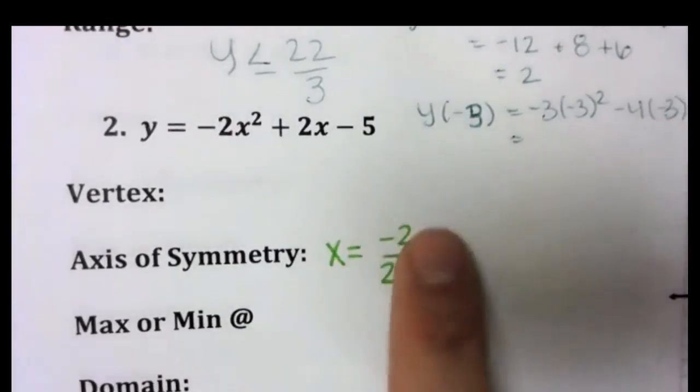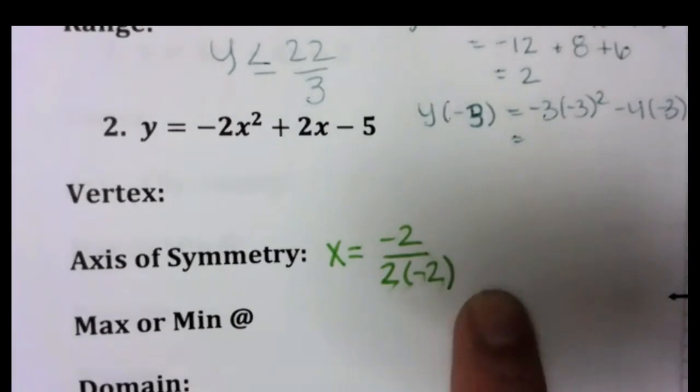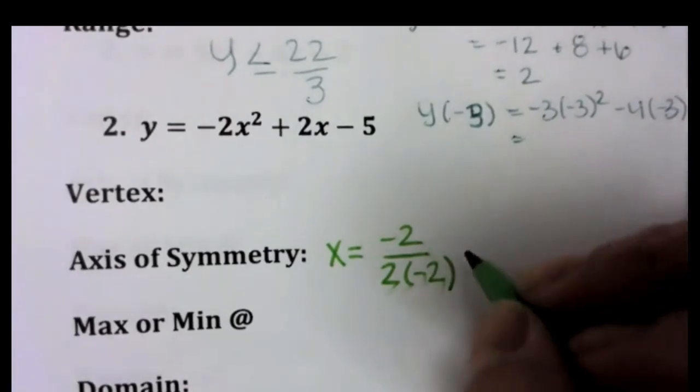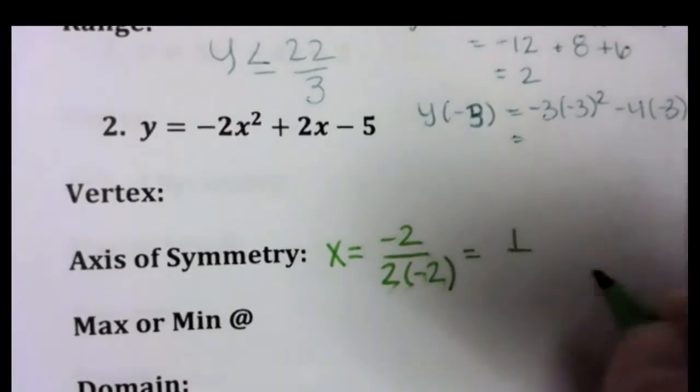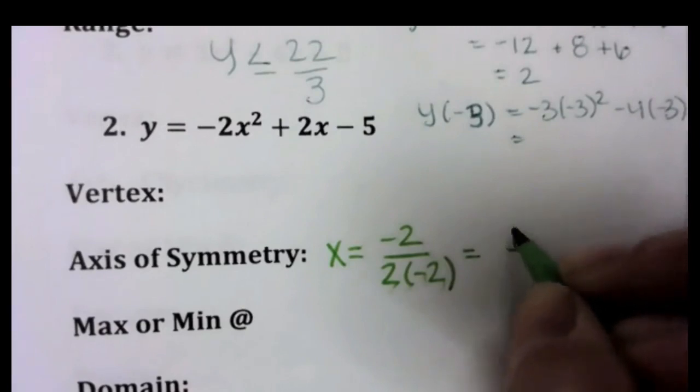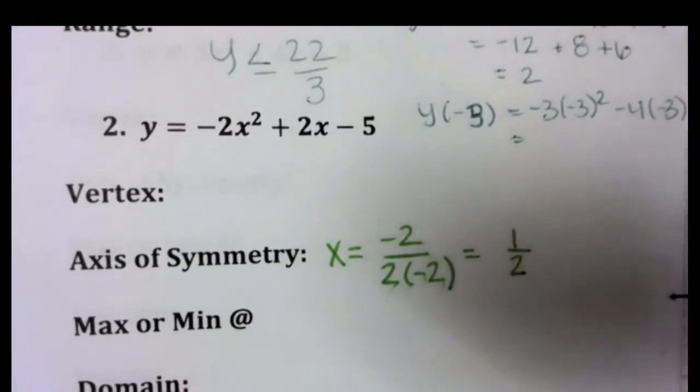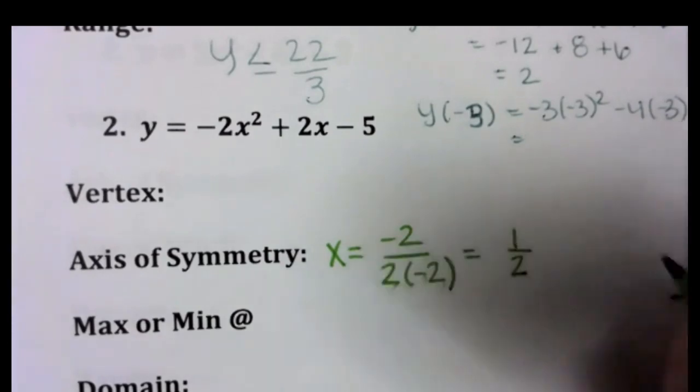So here you'd have x equals -b divided by 2a. So you get negative over a negative, which is a positive. You get 2 over 4, which is really a positive 1/2. And then you plug 1/2 in to find your other vertex value.